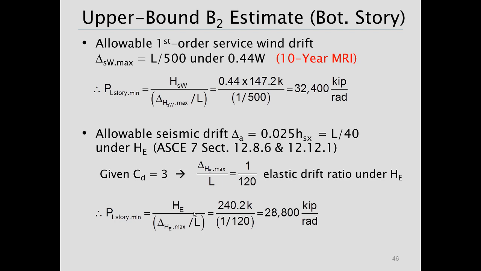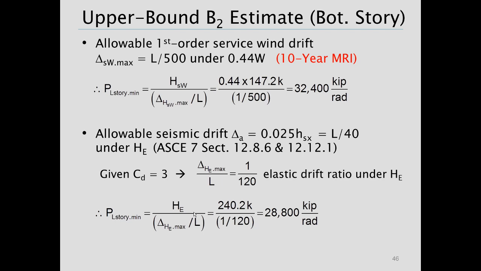Okay, well, what about the seismic drift limit that would come from ASCE 7, sections in ASCE 7 corresponding to that I'm showing you here. And so that seismic drift limit for this particular building design would be basically L over 40, story height over 40.